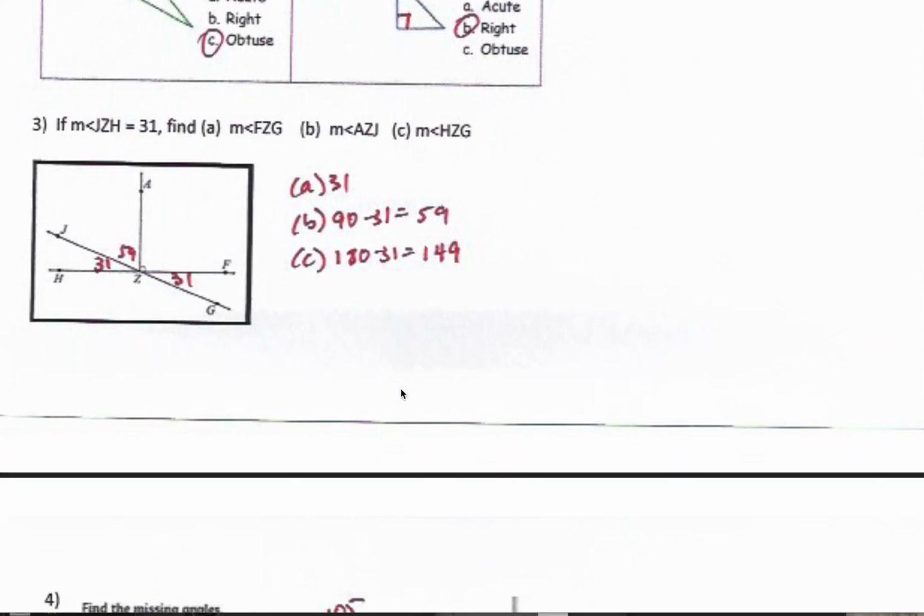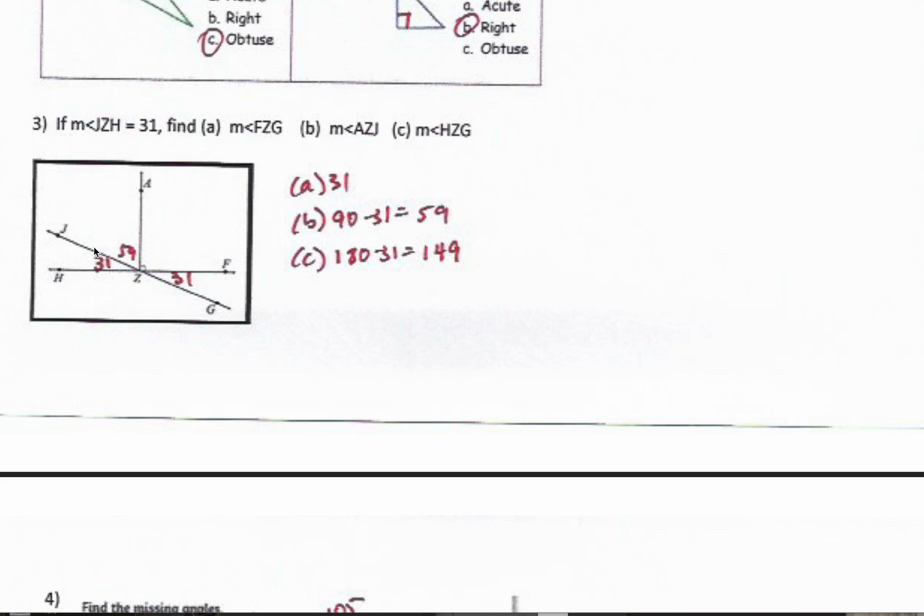Okay, number 3, they tell you here that the measure of angle JZH is 31. That's this angle right here, okay? Find the measure of angle FZG. Well, that's the vertical to it, so that's also 31. Now, what about this guy up here? Well, this is a complementary situation. These two angles are going to make 90 degrees. So 90 minus 31 is 59.